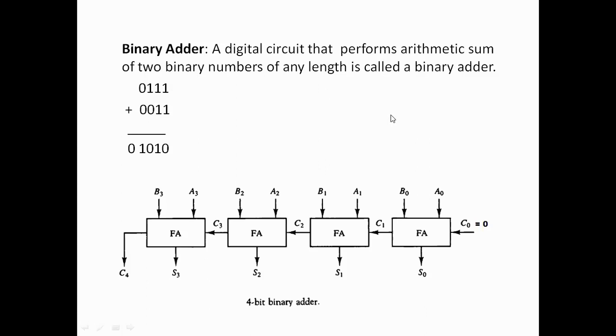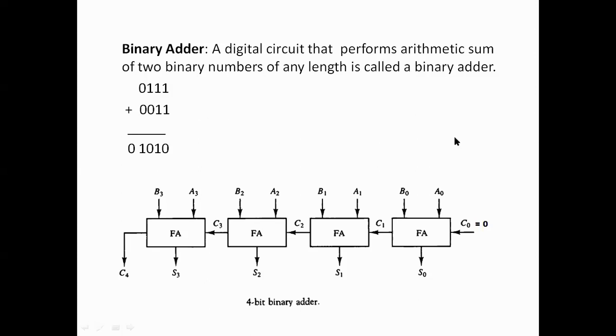When we talk of half adder or full adder, at that time the number is only one bit long. But here we have a number of any length. So this is the actual thing which we require inside a CPU, a binary adder. For understanding this circuit, let us take an example. Let us say we have a 4-bit binary adder.